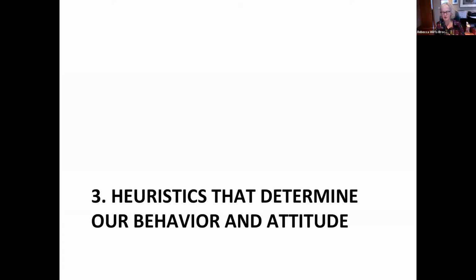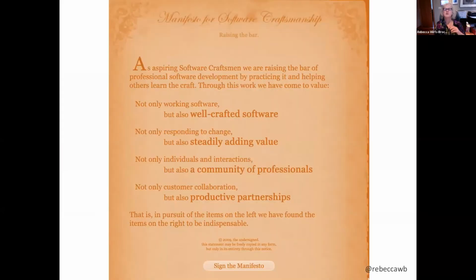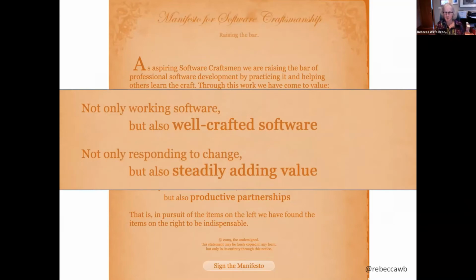We're talking about software crafting here, and we are full of these kinds of heuristics. So the manifesto for software craftsmanship, you've probably seen this, says it isn't enough to make our software work, but it has to be well crafted, or I prefer saying well designed. And it's not only responding to change, but our behavior says we've got to add value. We don't just make changes, but we have to make them valuable to our customer. We just don't do changes because we like to make change.